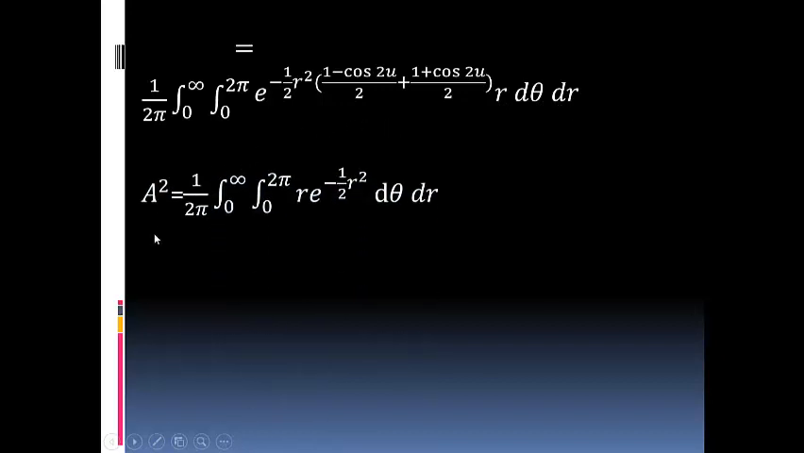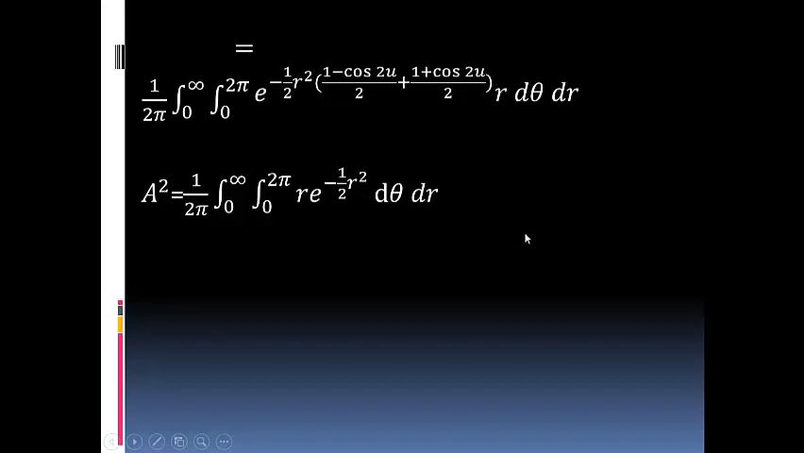So we get, since we can cancel it out, we have 1/2 plus 1/2 left. 1/2 plus 1/2 is equal to 1, and 1 times r squared and negative 1/2, we get a squared is equal to 1 over 2 pi times the double integral of r e to the negative 1/2 r squared d theta dr. Since we cancel it out and it becomes 1, we multiply 1 into these terms. So we get this here.